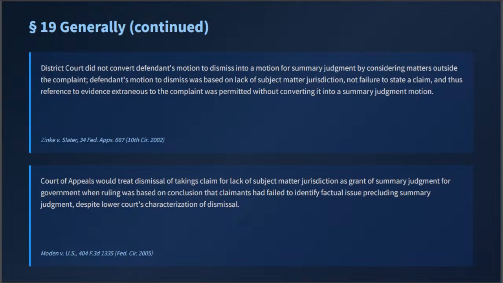This is from Zink versus Slater, 10th Circuit, 2002. District Court did not convert defendant's motion to dismiss into a motion for summary judgment by considering matters outside the complaint. Defendant's motion to dismiss was based on lack of subject matter jurisdiction, not a failure to state a claim, and thus reference to evidence extraneous to the complaint was permitted.